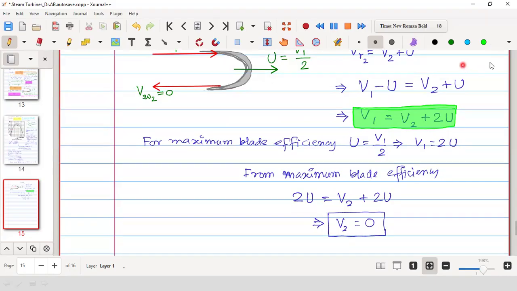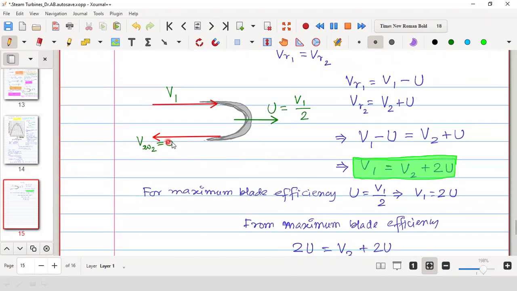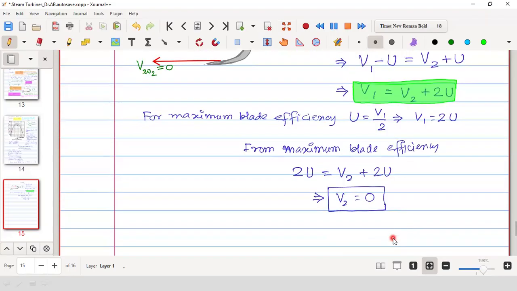So here what is the consideration? Consideration is that v2 is also leaving tangentially, that means in that case the tangential component is 0. That means entry as well as exit both are tangential. So basically the meaning is that the tangential component for maximum blade efficiency is 0. That is the meaning. Okay, ultimately that is the meaning.